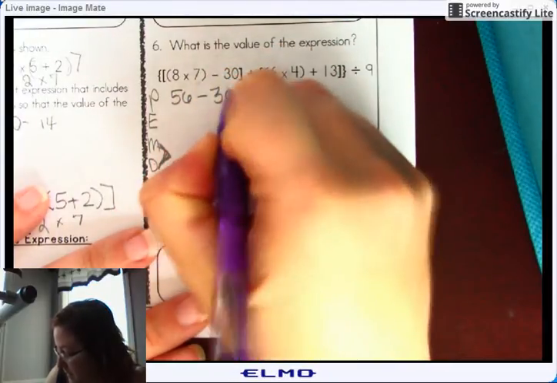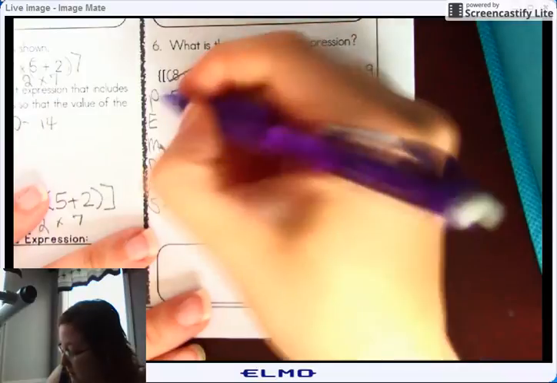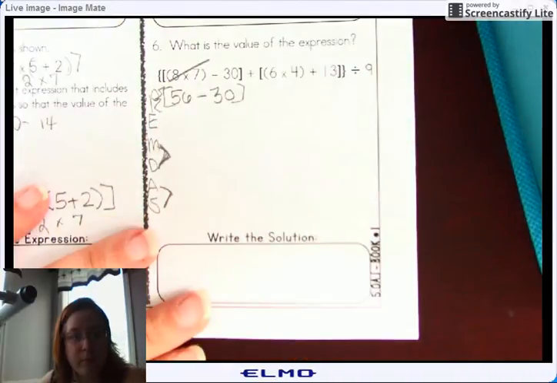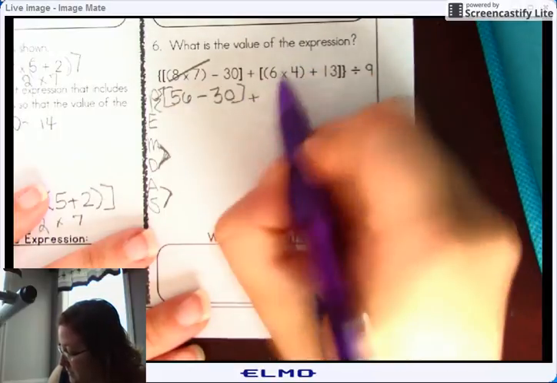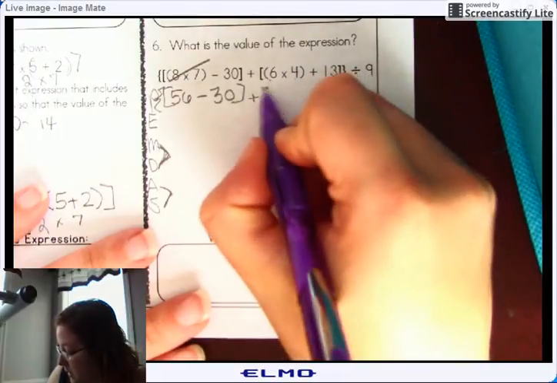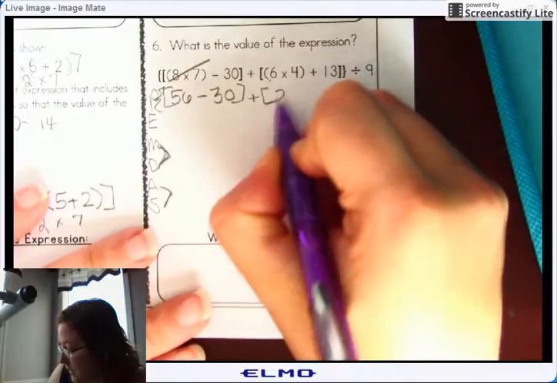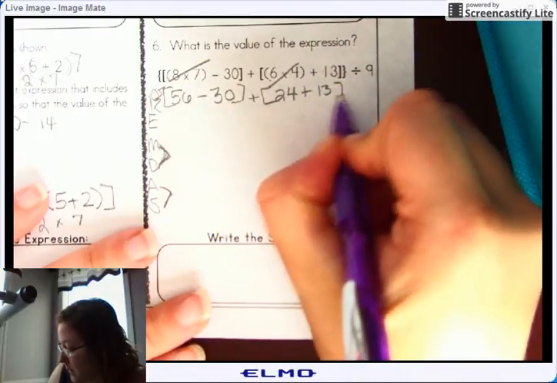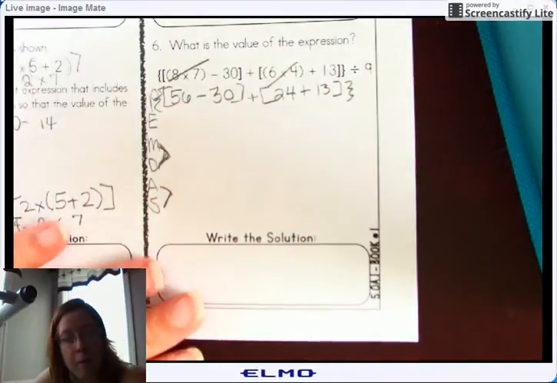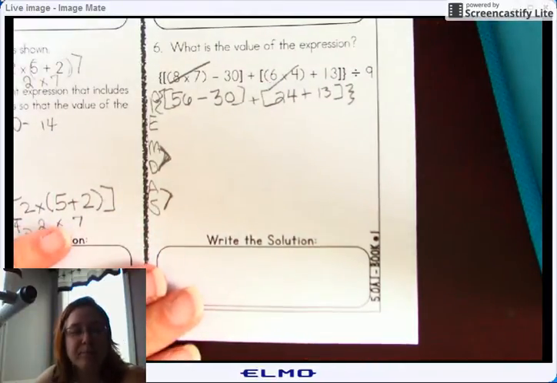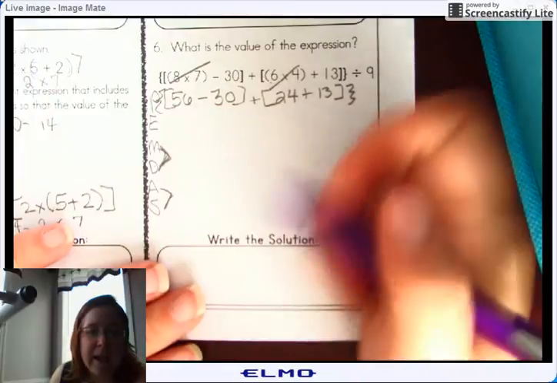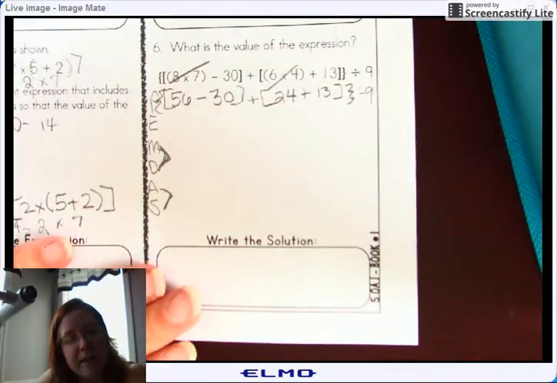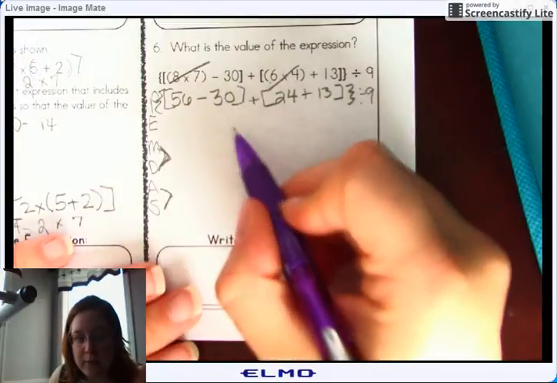And I'm just going to copy down the equation. So I've done my parentheses in there, but I have a bracket and a brace over here. And now I'm going to do this parentheses, 6 times 4. Here's another bracket, 24, plus 13, bracket, brace, bracket. Okay, so now these are basically acting out. And then I have to divide by 9. Oops. Okay, so now I'm going to take this opportunity and do these right here.